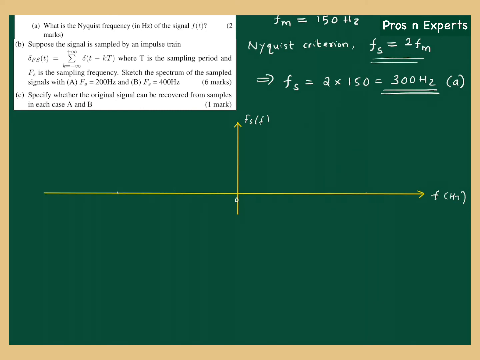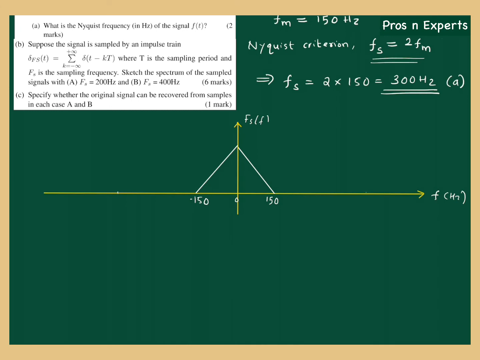Now let us work out question A. Fs equal to 200 hertz, how does the spectrum come? So I am drawing the message signal spectrum first. This is the message signal spectrum as it is, and we already know it is 150 hertz. This is minus 150 hertz. Now after sampling, this is repeated to both sides, an infinite number of times.